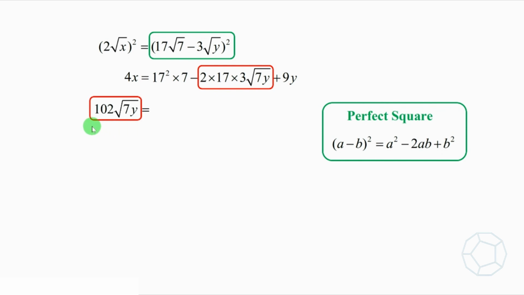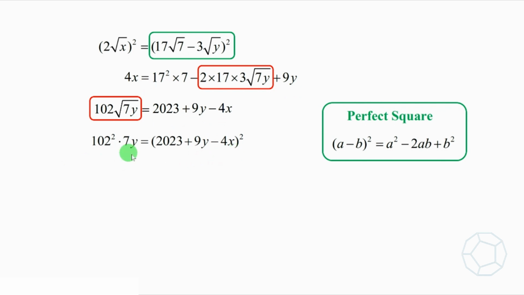So it is equal to 102 times the square root of 7y. Then for 17 squared times 7, it is just 2023. We also have the remaining terms 9y minus 4x. Okay, we can square it again. Then all the terms are integers.